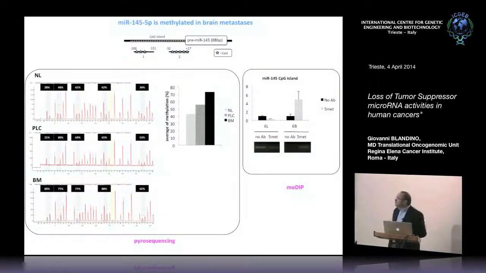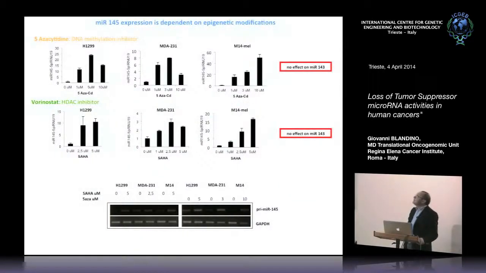So through a combination of pyrosequencing and MDeep, in a group of these patients, we were able to show that at least a part of this downregulation occurs through methylation. Then, of course, we move to cell culture.